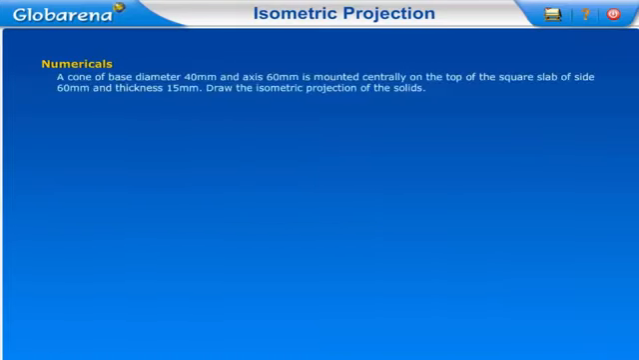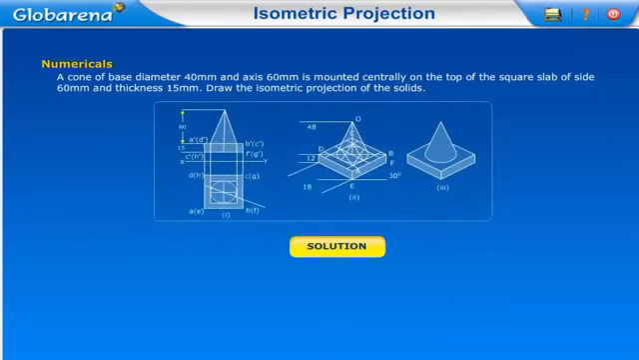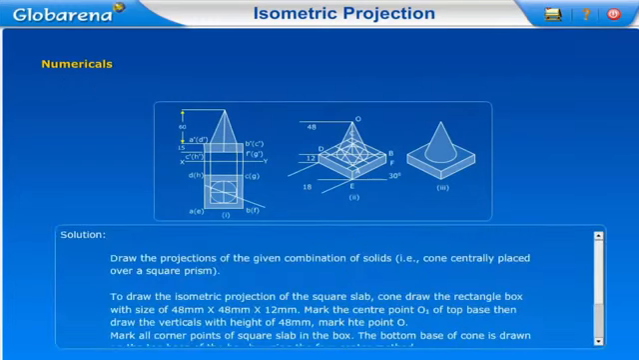Numericals. A cone of base diameter 40 mm and axis 60 mm is mounted centrally on the top of a square slab of side 60 mm and thickness 15 mm. Draw the isometric projection of the solids. Solution. Draw the projections of the given combination of solids, that is, a cone centrally placed over a square prism.